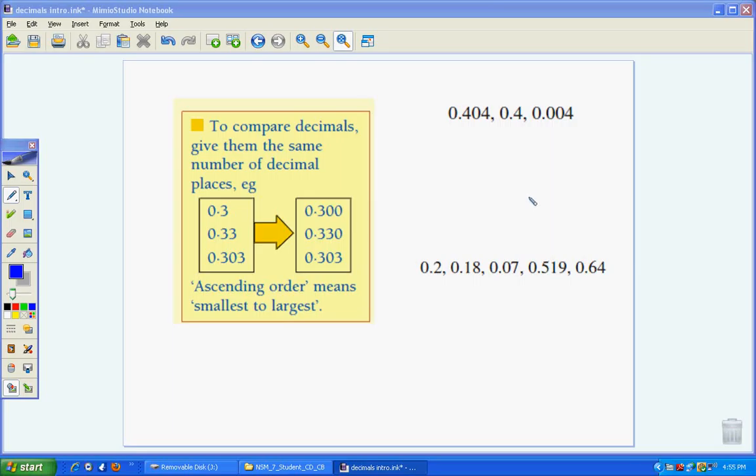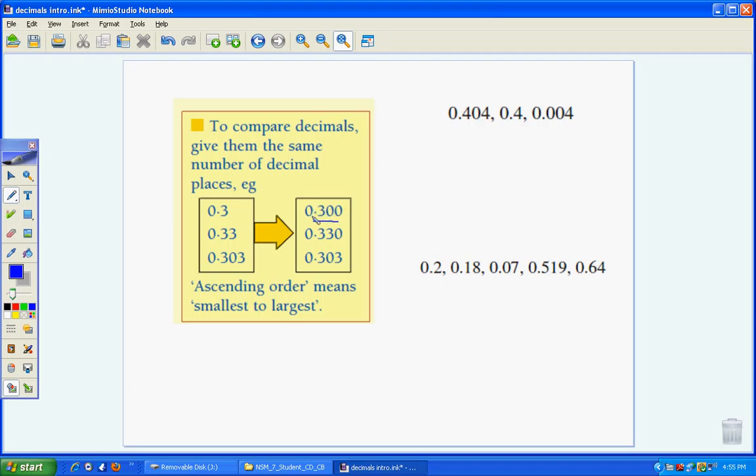Now when we want to compare decimals, really what we've got to do is look at their place value. An easy way to do it is give them the same number of decimal places. So if we've got 0.3, we can write it as 0.300. It hasn't changed the value, it just puts it in 3 decimal places, even though it's 3/10. We could write it the same as 300 over 1,000.